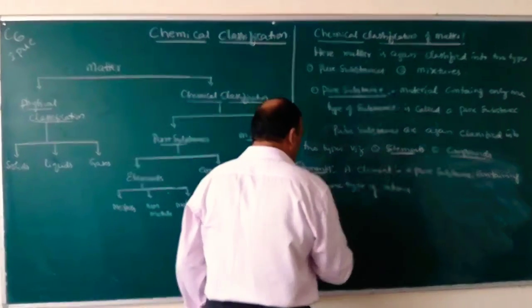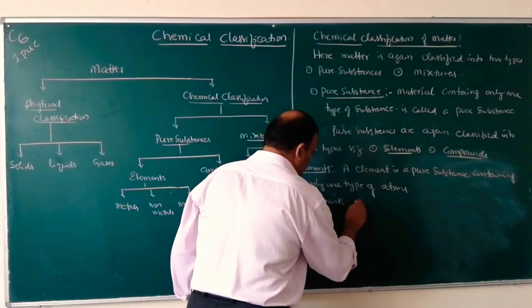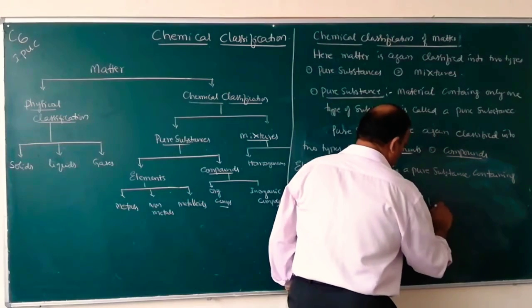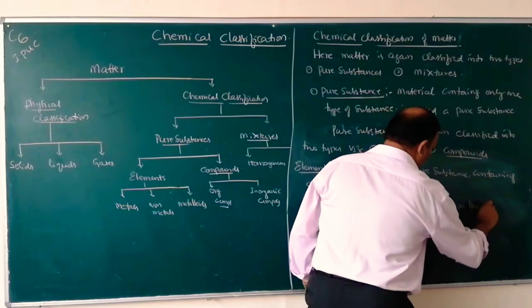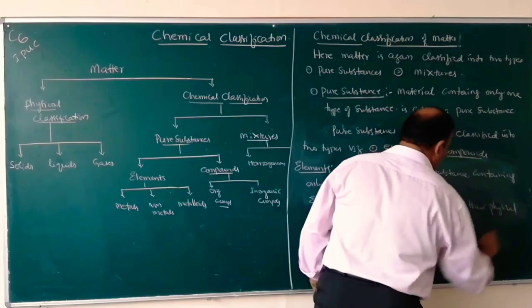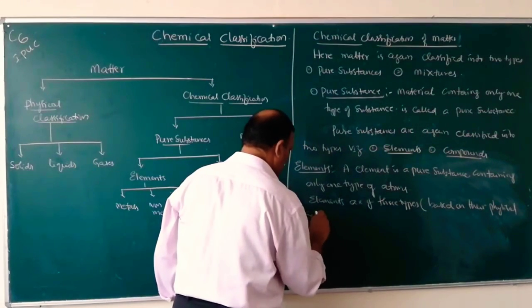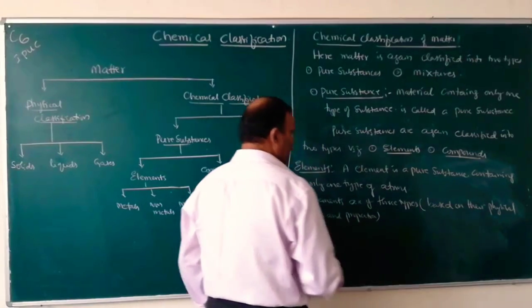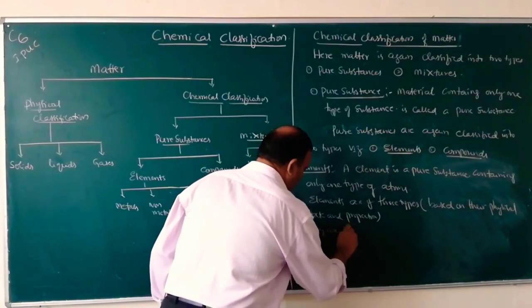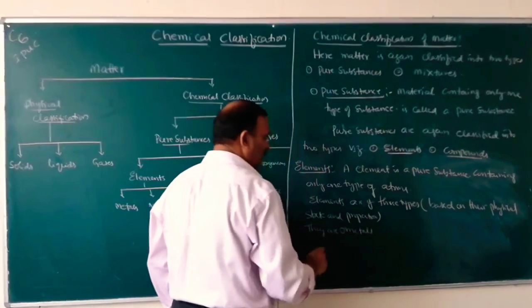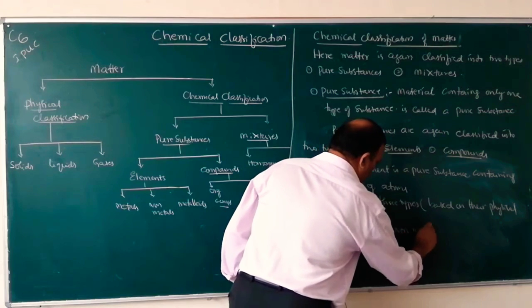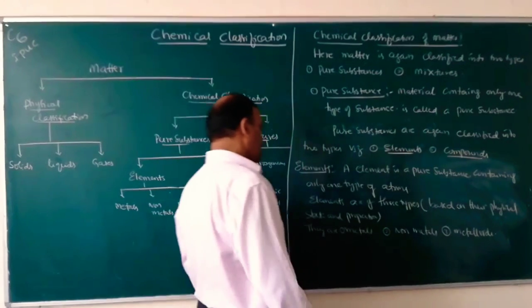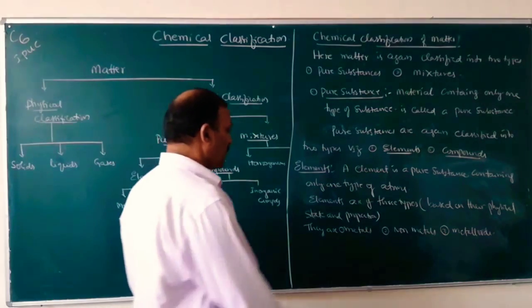So elements are of three types, based on their physical state and properties. They are: number 1, metals; number 2, non-metals; and number 3, metalloids. Metals, non-metals and metalloids.